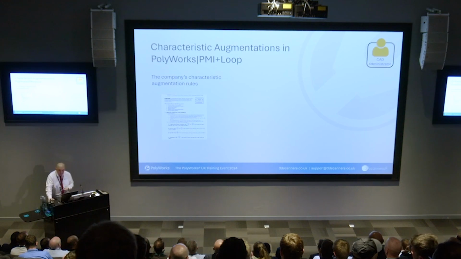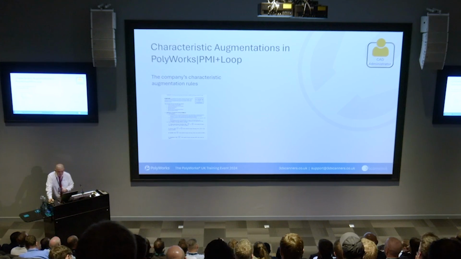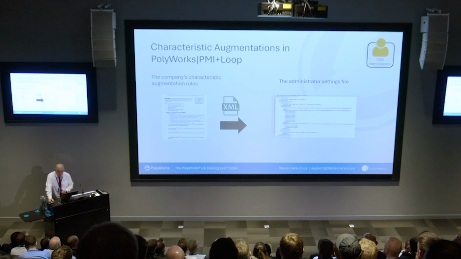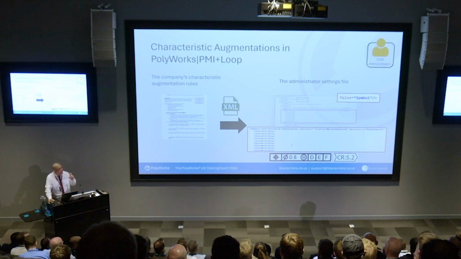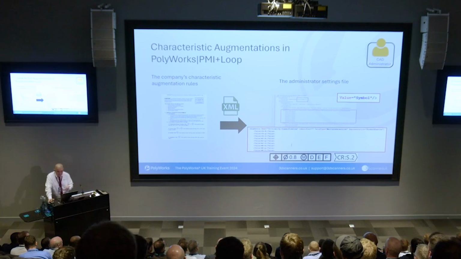The solution to this is to create a flexible tool that offers the CAD or process administrator the ability to digitize their company's characteristic augmentation rules into a customizable XML file. This XML file is referred to as an administrator settings file, and this will provide parameters to encode the augmenters with flexibility to the point where you can specify whether you're displaying textual or symbolic information, or, in this example, listing the criticality classification values that the company may use.